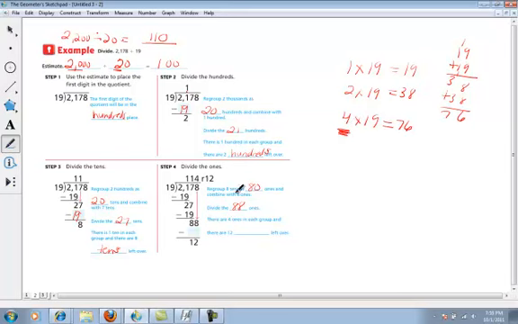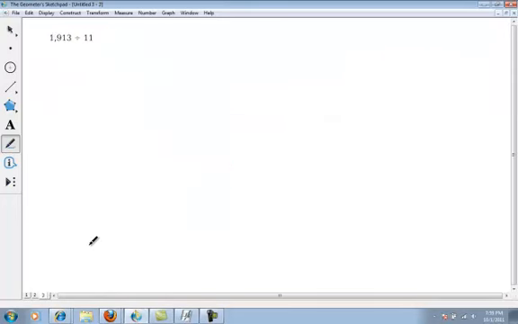And if we look here, there are 4 ones in each group. If I put 4 ones in each group, I'm going to use up 76 of them. And that leaves me with 12 ones left over. So my quotient would be 114, remainder 12. All right, we're going to do one more together to make sure that you have the right idea.